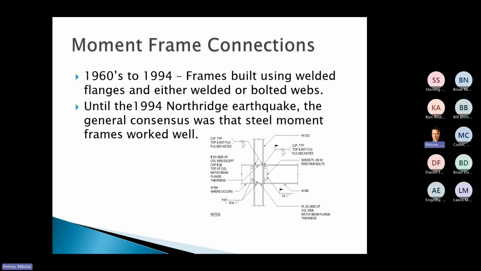A lot of moment frames, especially for larger buildings with heavier loads, were all welded. You do a field CJP weld for your beam up against a wide flange column to develop a fully rigid connection and develop the capacity of the moment strength of the beam into the connection with the column. That was all well and dandy up until the 1994 Northridge earthquake.